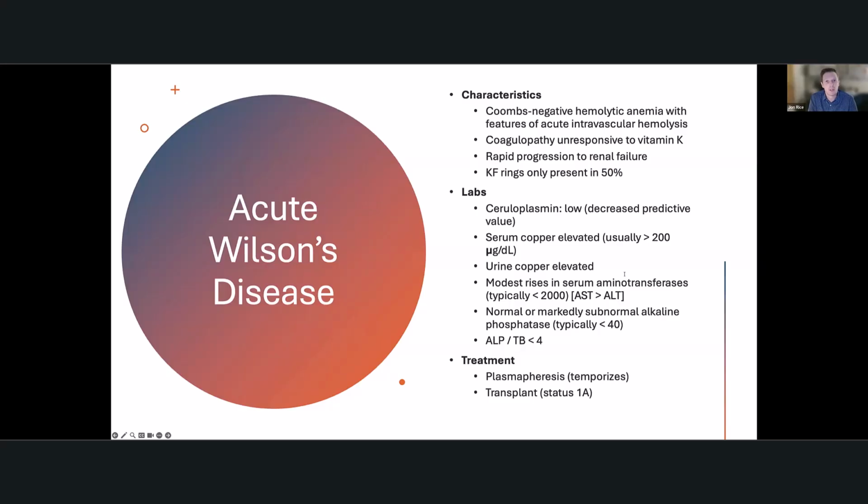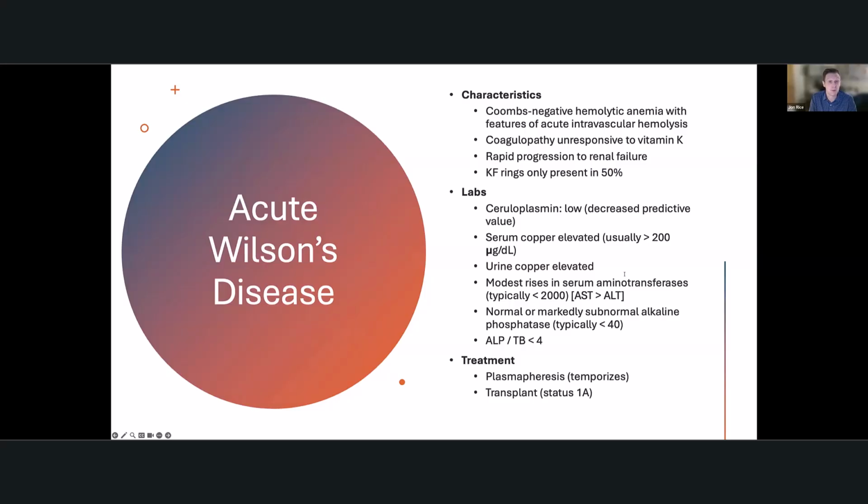And something to know about these patients in general is that they usually have normal or markedly subnormal alkaline phosphatase, typically less than 40. That's because copper can be directly toxic to the production of alkaline phosphatase, and so to the enzyme that creates that. And so the ratio that you can calculate if you're thinking Wilson's disease in someone with hemolysis or acute liver failure is the alkaline phosphatase divided by the total bilirubin. Less than 4 can strongly point towards acute Wilson's disease as the diagnosis.